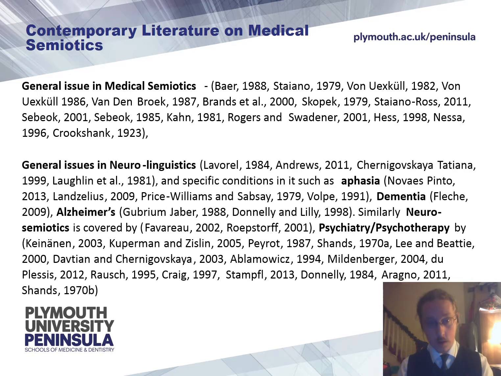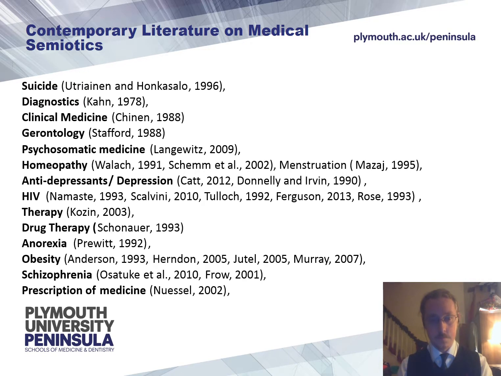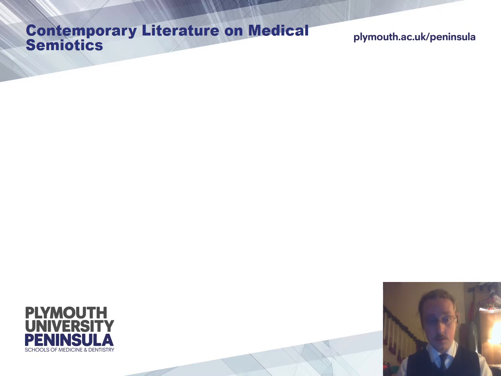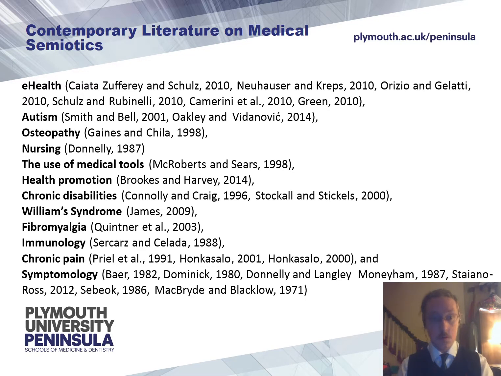There is quite a lot of current literature on this subject. I'll just quickly give you a few slides there, references at the end. Again, you can see lots of topics here: HIV, diagnostics, schizophrenia. Jump to the next slide. E-health, autism, Williams syndrome, immunology, lots of symptomatology. So it's not as niche a subject as it may sound.